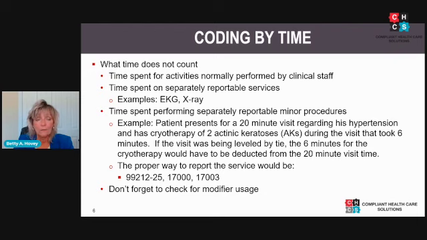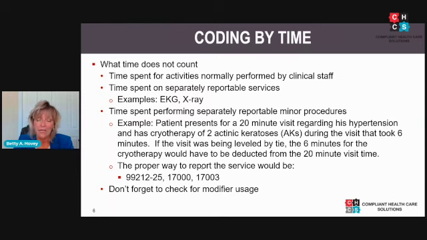So I put a little example up here that says the patient presents for a 20-minute visit regarding his hypertension. Also, he has prior therapy of 2 AKs during the visit, and that took 6 minutes to do the cryotherapy. So if the visit was being leveled by time, the 6 minutes for the cryo would need to be deducted from the 20 minutes of the visit.